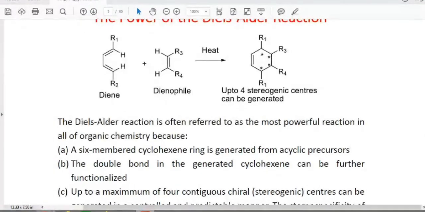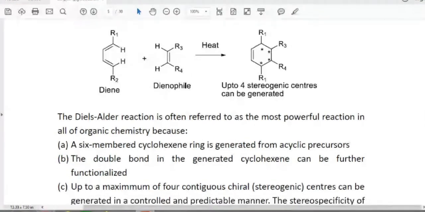Diels-Alder reaction is often referred to as the most powerful reaction of organic chemistry when compared to all other reactions. A 6-membered cyclohexene ring is generated from acyclic precursors. So this is acyclic, having no ring structure. This is also acyclic, but the product is a cyclic one. So a 6-membered cyclohexene ring is generated. Cyclohexene, hexa means 6, a 6-membered ring, which is a cyclic one. This cyclic one is obtained from acyclic precursors. Precursors means starting materials.